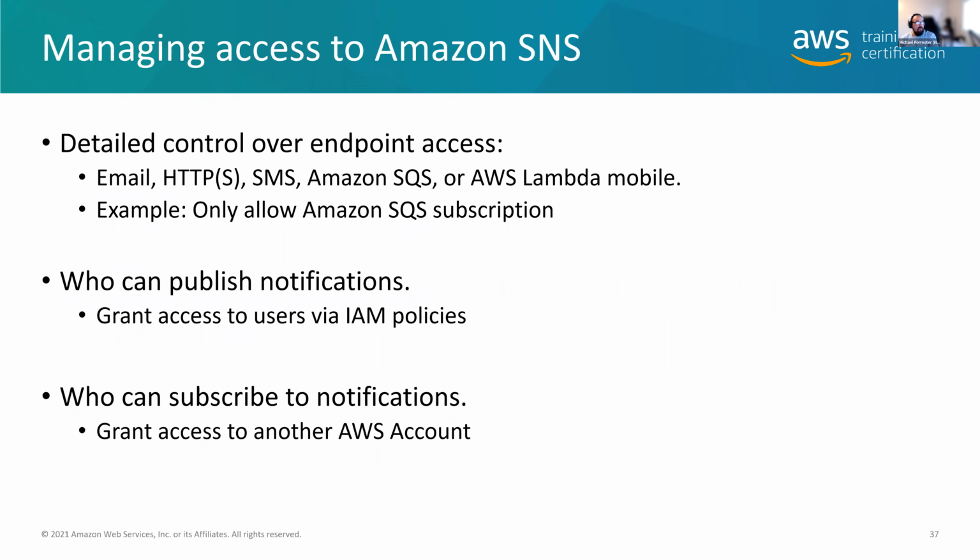You get detailed control over endpoint access, right? So notice there's a lot of options here, besides email. You can grant access to users to push notifications via IAM. Note also that SNS predates IAM, so it does have resource-based policies. You can grant access via that to other AWS accounts. They call it an SNS policy, but it's a resource-based policy. So just FYI.